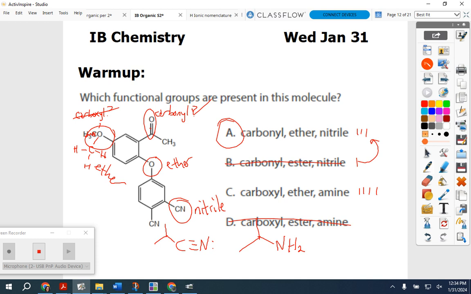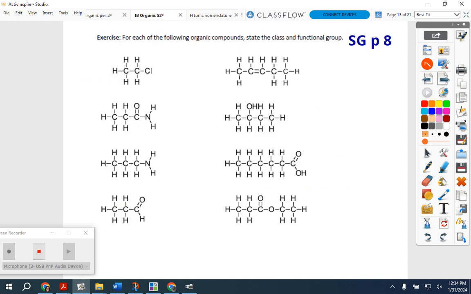All right. So let's start naming our classes and our functional groups in our study guide, page 8. We already talked about this first one. I just erased it for first period. So this is a halogenoalkane. And this is a chloro group. The chlorine is the functional group. Not really much of a group. It's a functional atom, I guess.